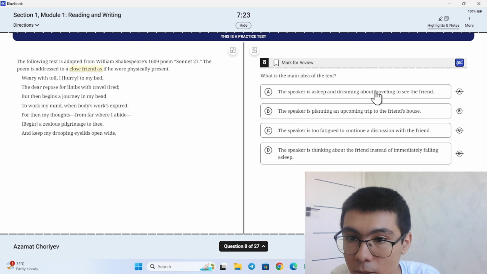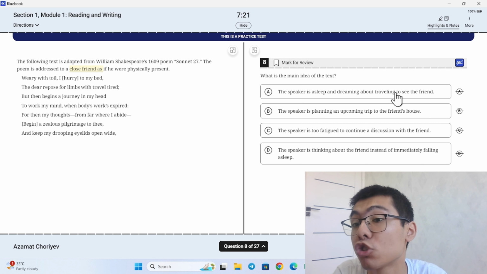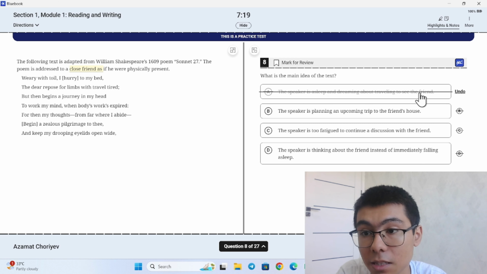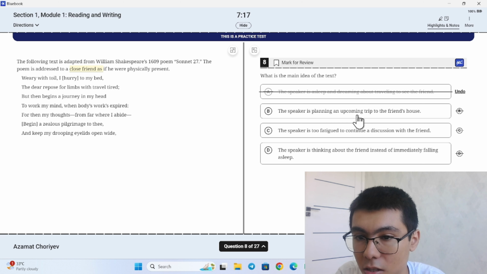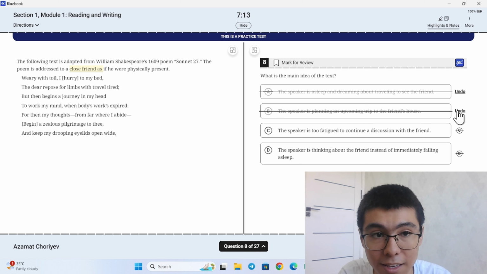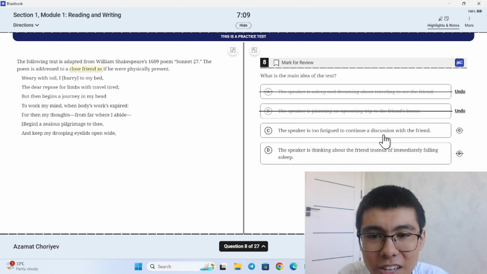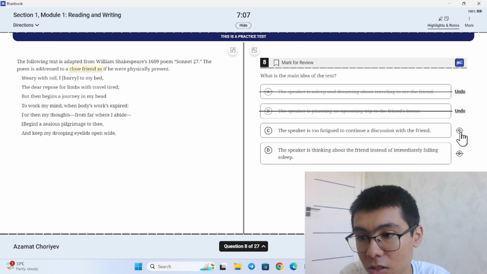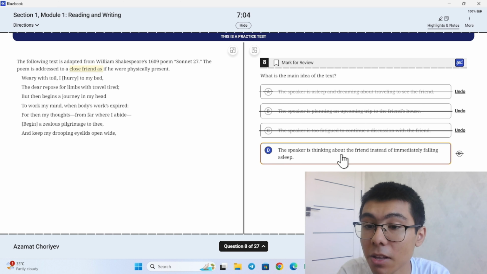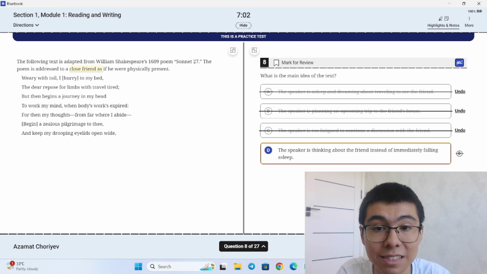Okay, traveling. There's nothing about traveling to see the friend. An upcoming trip. Nothing about the trip. He's just thinking. To fatigue to continue discussion. Nothing about being fatigued to continue discussion. It's thinking about the friend instead of immediately falling asleep. This is exactly the same as the main idea.